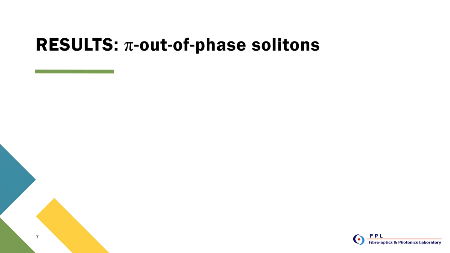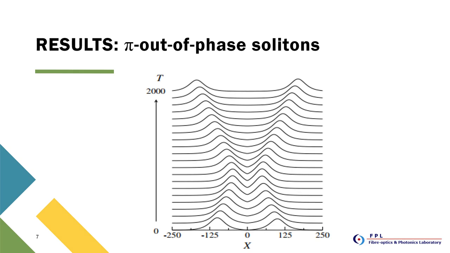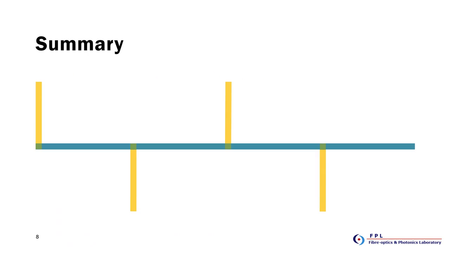For a phase difference of pi, the counter-propagating solitons never really merge but rather bounce off each other. This time the velocity decreases, although the separation still remains symmetric.